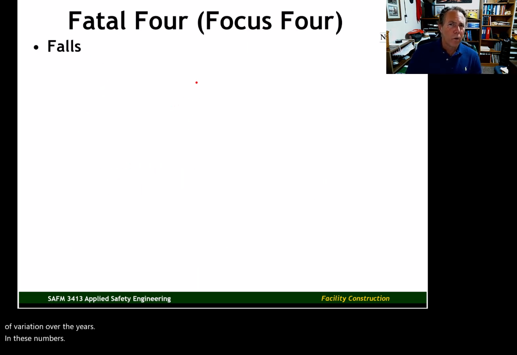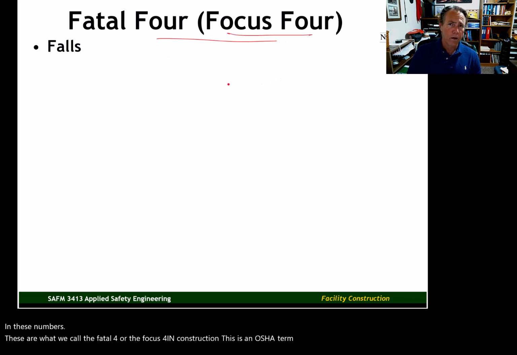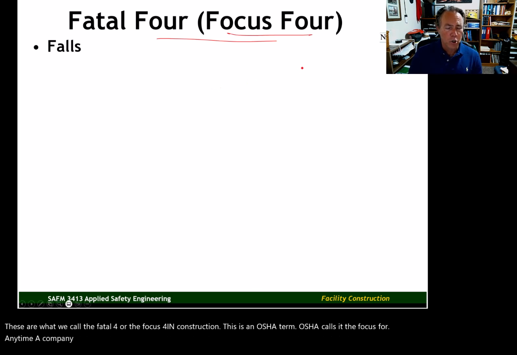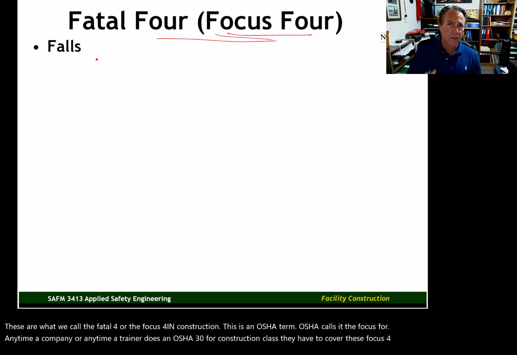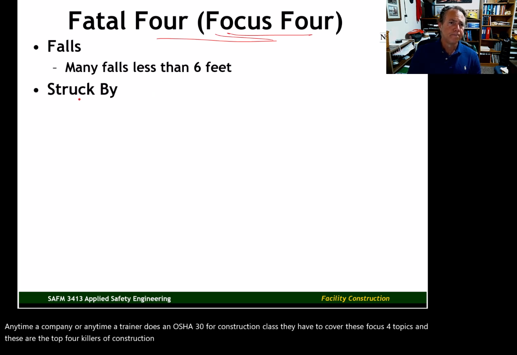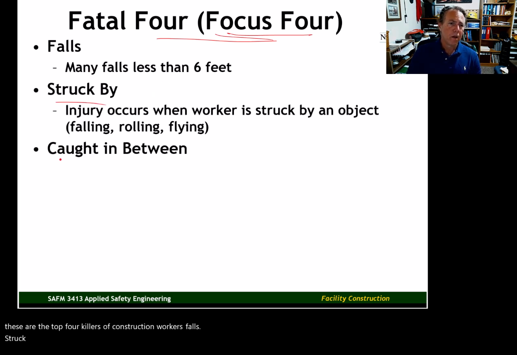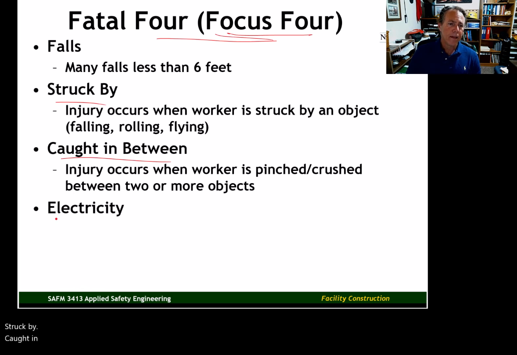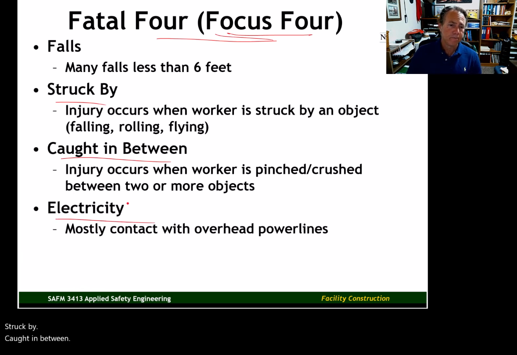These are what we call the Fatal 4 or the Focus 4 in construction. This is an OSHA term. OSHA calls it the Focus 4. Anytime a company or a trainer does an OSHA 30 for construction class, they have to cover these Focus 4 topics. And these are the top 4 killers of construction workers: falls, struck by, caught in between, and electricity. Let's talk a little bit about each of these.